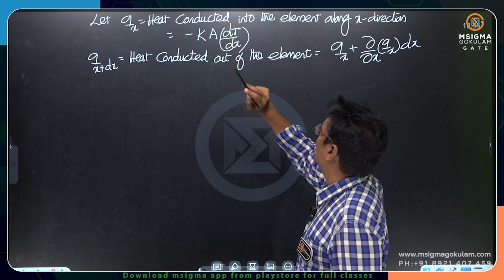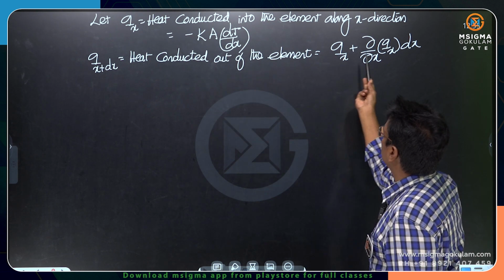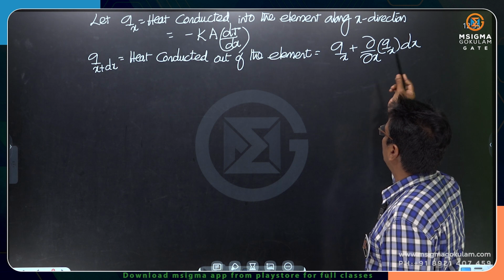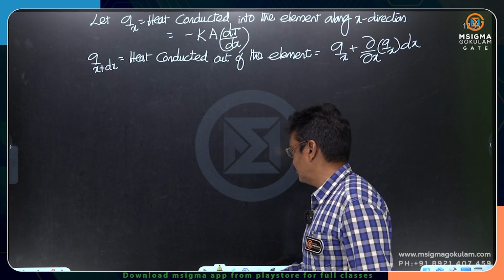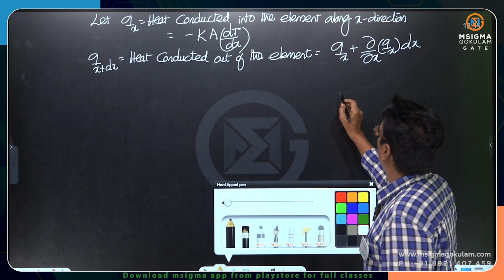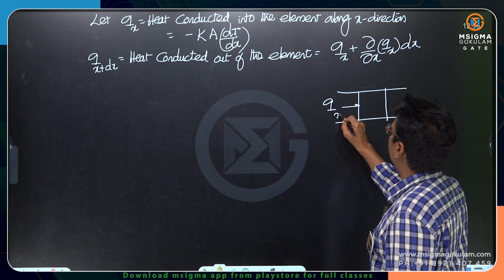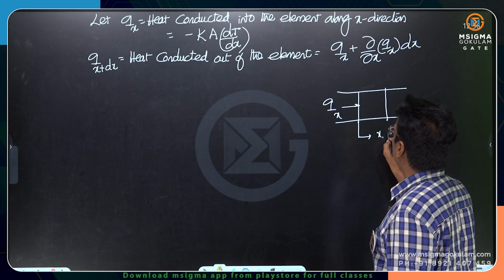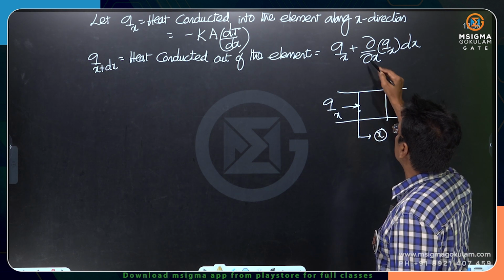minus kA dT by dx. Then the heat conducted out of the element will be Qx plus ∂Qx by ∂x into dx. That is, if Qx is the heat conducted into the element, its rate of change with respect to x for a differentially small increment in x is given by this.